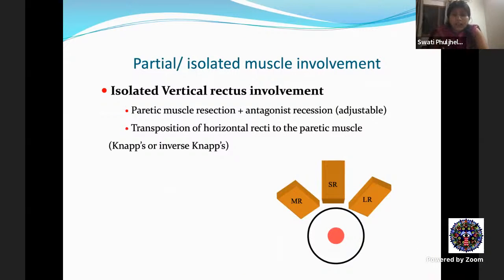So if it's an isolated or a partial third nerve palsy, depending on the amount of involvement, so if it's a vertical rectus involvement, you can do the transposition procedures.